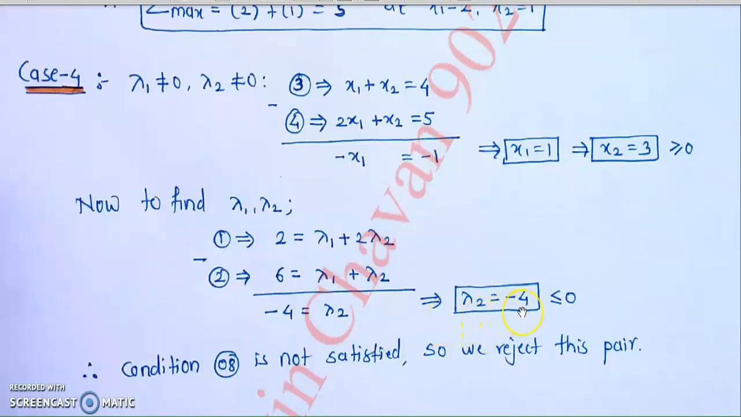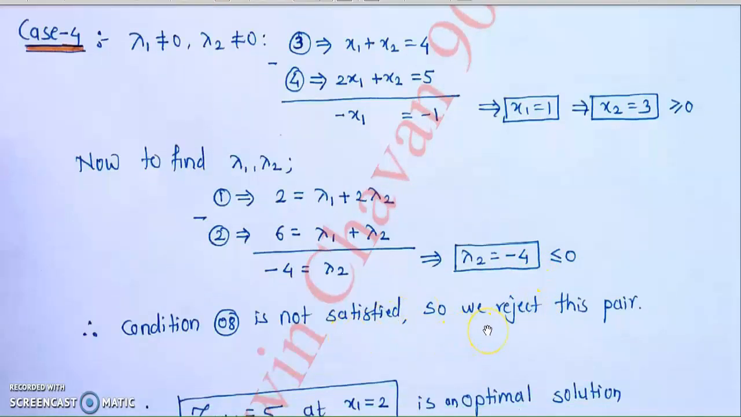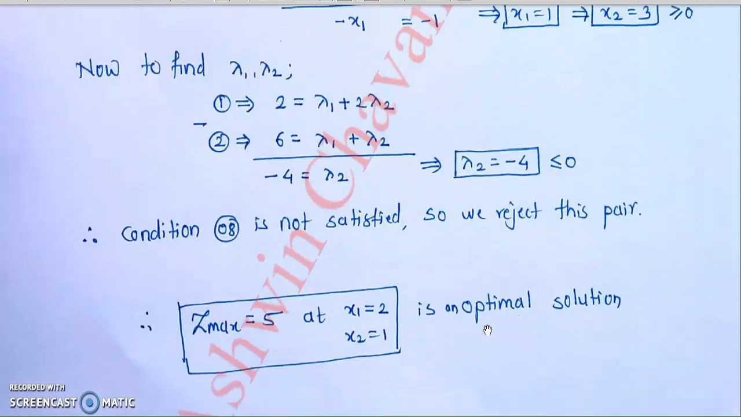We get lambda 2 equal to minus 4. So this is violating our 8th condition, that we must have lambda values non-negative, and that's why we reject this pair as well. Therefore the only accepted value is case number 3, that is x1 equal to 2 and x2 is equal to 1, and the corresponding z max value is 5 for this. Thank you.